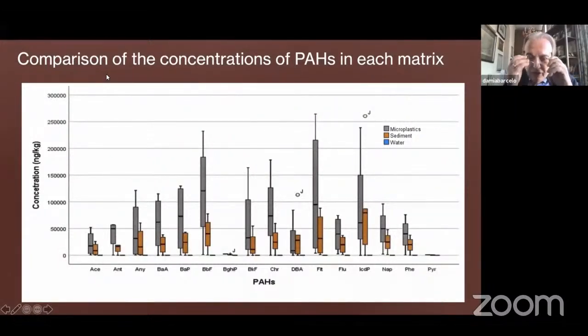what is the concentration of PAHs in different matrices. What we know is that, with the different colors, the microplastics is the gray color, so you can see PAHs present in microplastics, in sediment and in water. In sediment is the gray color, so you can see that most of the PAHs go to the microplastics. So microplastics have a high absorption capacity. It means that when we have microplastics, we also have pollutants inside.